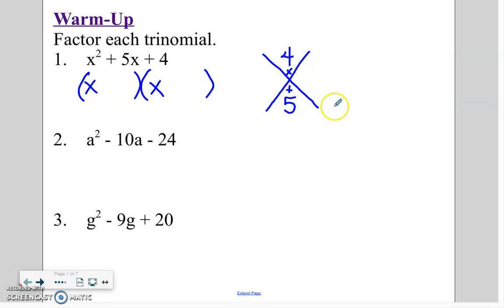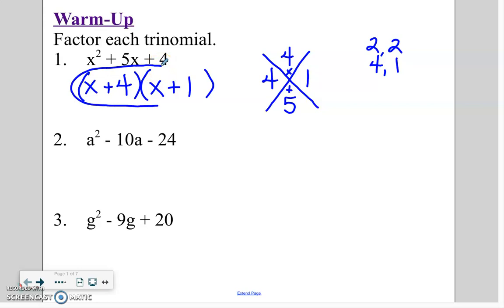So we're making our little X chart. The goal is what times what equals 4 that also adds up to 5. So I can think of 2 times 2 equals 4, but those numbers don't add up to 5. Or I could think 4 times 1 equals 4, and those do work because 4 plus 1 is 5. So our solution is going to have a positive 4 and a positive 1.